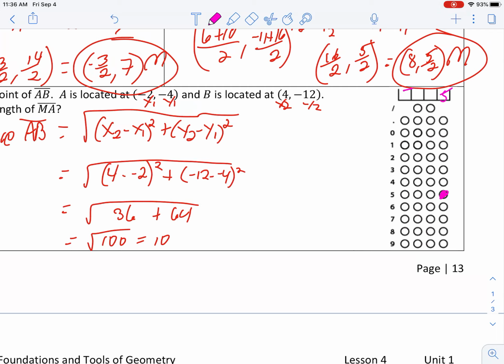You don't need to fill in all the leading zeros. Just fill in the 5, but make sure you bubble. Technically, this 5 doesn't have to be up there. These boxes are for you just to have a visual, but make sure you then bubble that in.